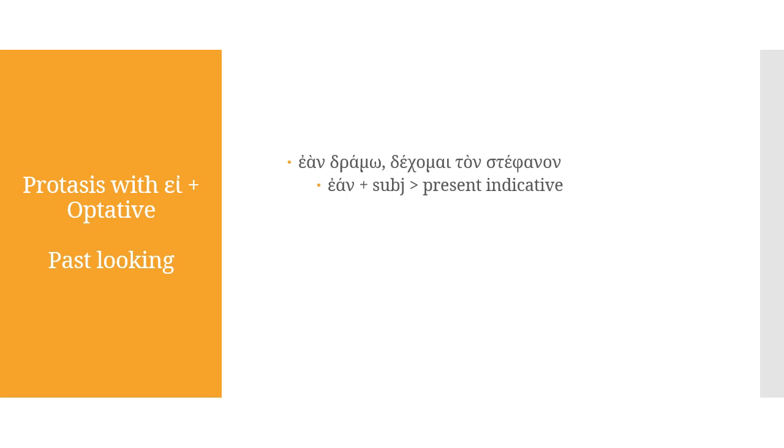Now, speaking generally, what happens when you want to move a subjunctive into the past? In Greek, particularly classical Greek, you shift from the subjunctive to the optative and you drop the an. And you shift the indicative as well. Ei dramoimi edechomen ton stephanon. So I've shifted the dramo out of the subjunctive into the optative. I've dropped the an, and I've shifted the apodosis into the past as well, because everything is moving into the past.